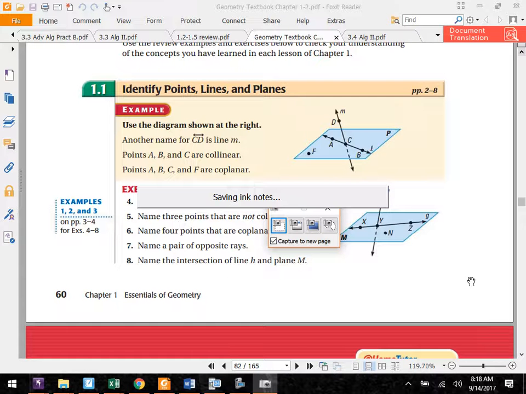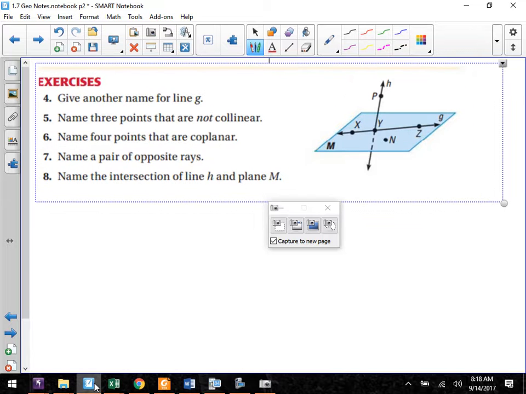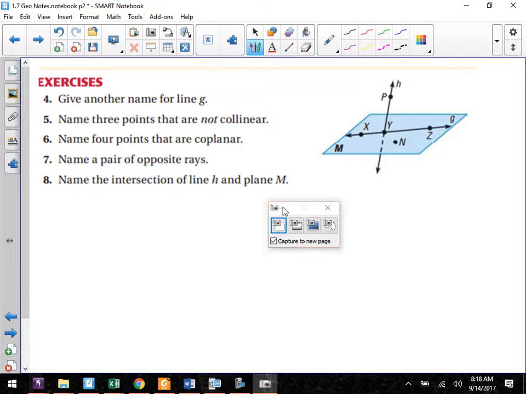Of opposite rays. Opposite rays, remember, are two rays that have a common endpoint and create a line. So in this diagram, there's really only one set of opposite rays. What you want to do is look for a line that has 3 points on it.